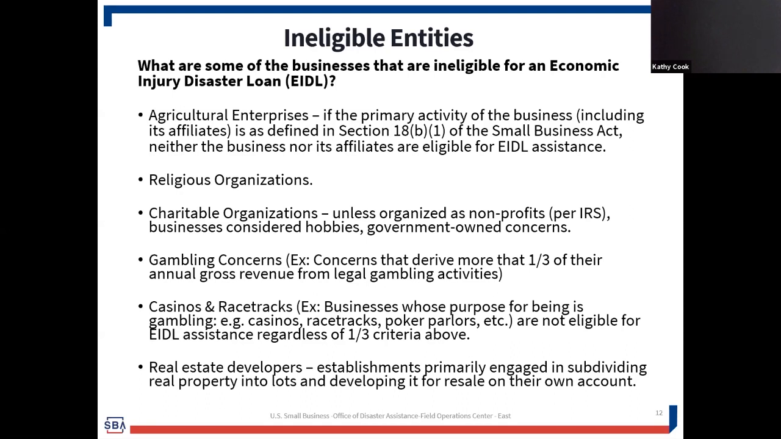Governments are not eligible. Gambling concerns are not eligible. Casinos and racetracks, and we've got a further definition here. And real estate developers, same thing. So not everybody is eligible, but most, and Michael would say 99% of the small businesses in Kentucky would be eligible. So we don't want to have you make decisions about who can apply and who can't. Unless it's stated here, then I think we should do our due diligence and help the business apply. Next slide, please.